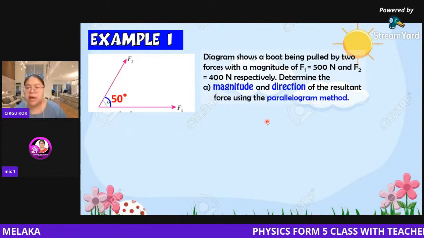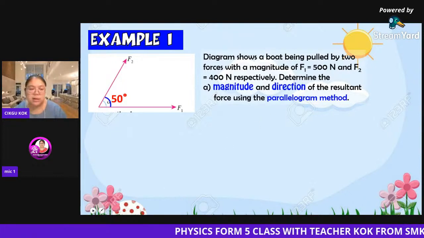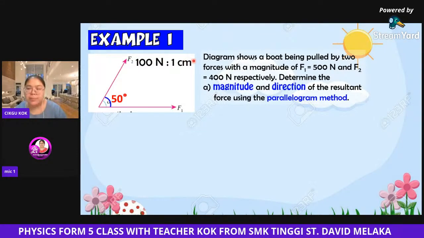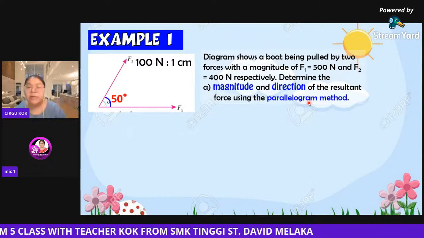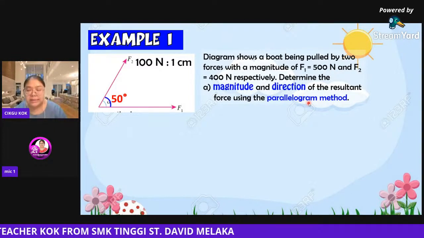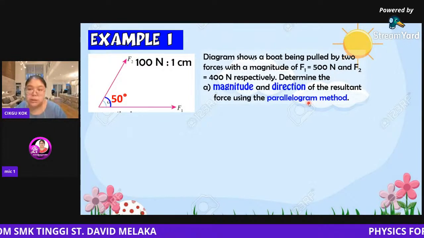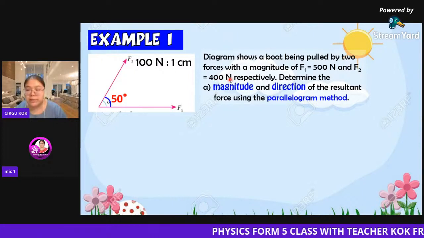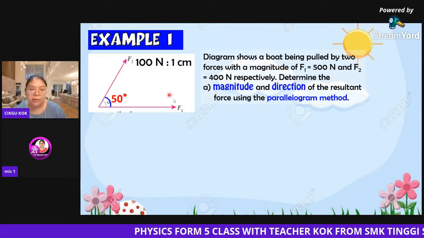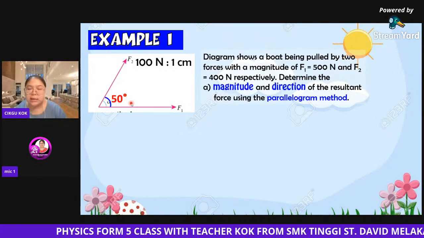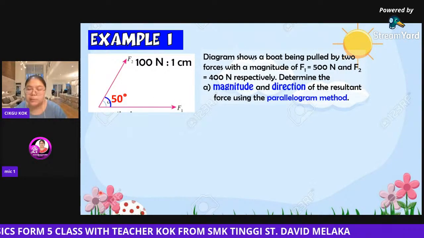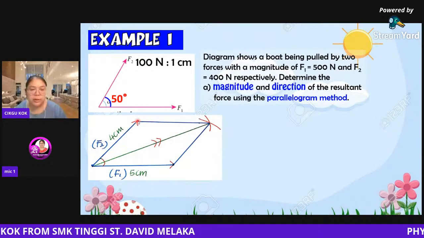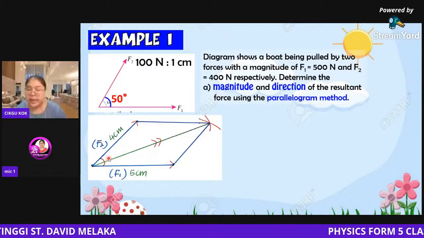So the first step, we need to set the scale. I set 100 Newton as 1 cm. So 500 Newton means 5 cm, which means you need to draw exactly 5 cm on the paper. Then F2 is 400 Newton, so you draw 4 cm. Then make sure the angle between F2 and F1 is 50 degrees. I already drew this, so I'll show you. This one is exactly 50 degrees.